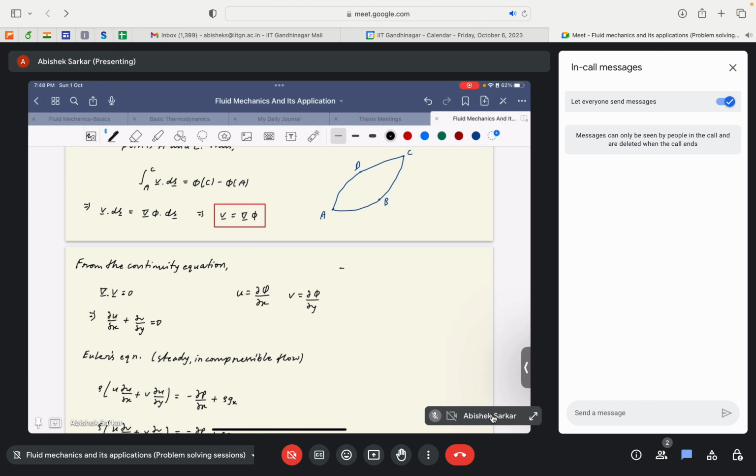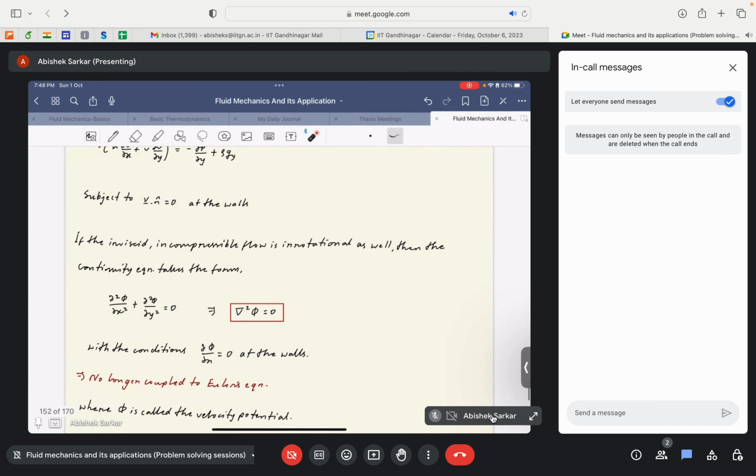Why? Because it's very simple again. V, that is u i cap plus v j cap, would be equal to, since it's the gradient of a scalar, dou phi by dou x i cap plus dou phi by dou y j cap. So by equivalence we get that u is equal to dou phi by dou x and v equal to dou phi by dou y. And if we substitute this relation in this equation, it will give us dou square phi by dou x square plus dou square phi by dou y square equal to 0. Okay, that is what we actually got.